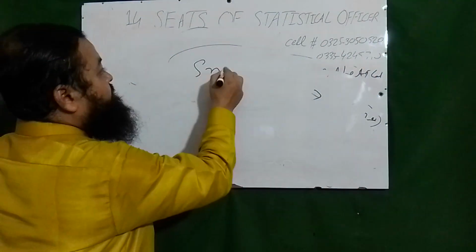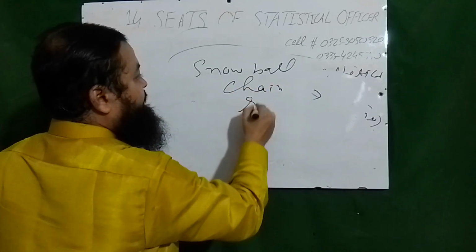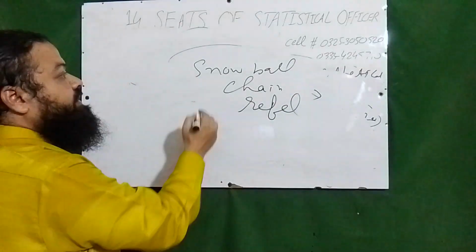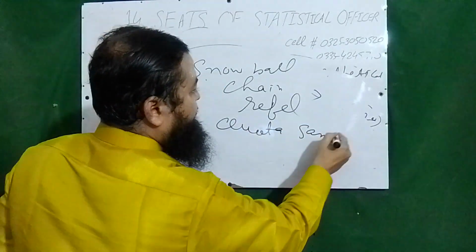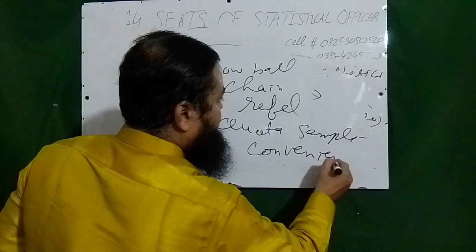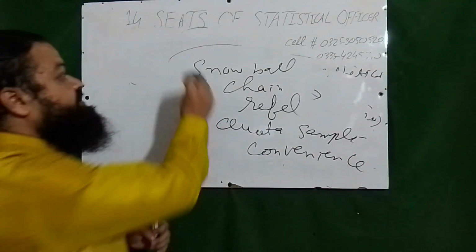And in non-probability sampling we have snowball sampling, which is also called chain or referral. Then after that we have quota sampling, we have convenience sampling, we have purposive or judgment sampling. Very important points.